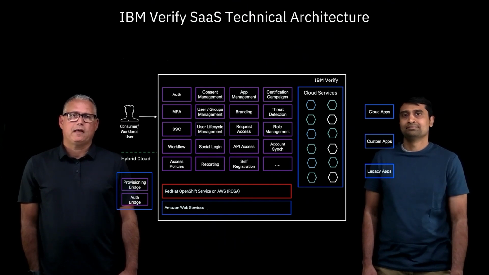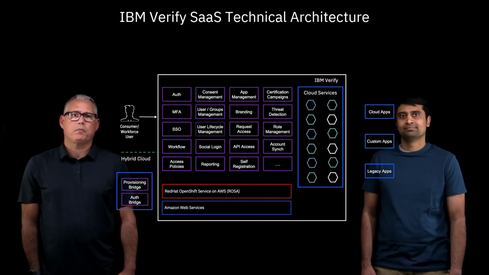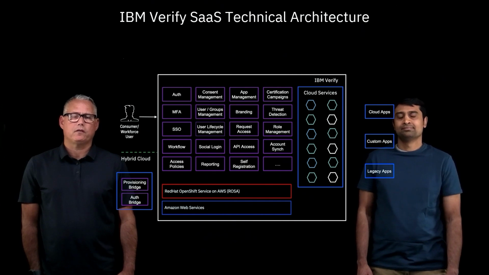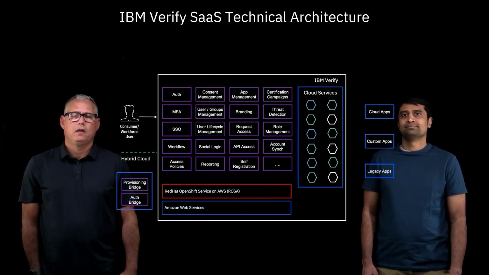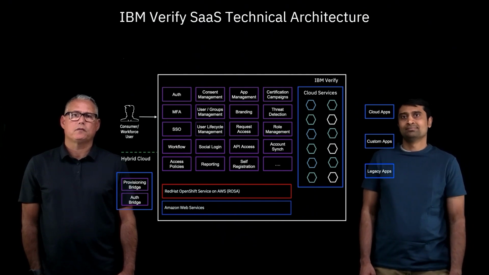IBM Verify SaaS has been designed to accommodate many consumption models. Customers have the flexibility to use IBM Security as a primary identity provider, or they can integrate Verify SaaS with their existing identity and access management infrastructure to either complement or consolidate those systems in a way that is known as Identity Fabric. These technologies and the simplified consumption model that they provide enable organizations to supercharge their IAM programs, providing a more secure and efficient user experience.